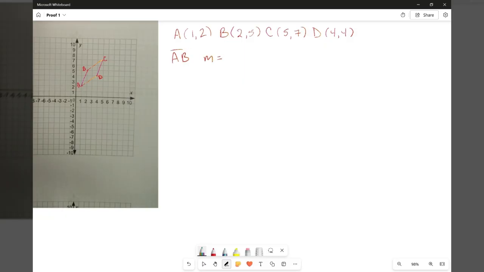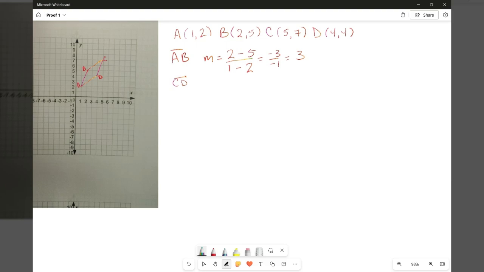I don't know if you remember that, but it is subtracting the y's and subtracting the x's. So the y value for A is 2. The y value for B is 5. The x value for A is 1 minus the x value for B is 2. So that is -3 over -1, which is 3. I want to see if that is parallel to the segment CD.